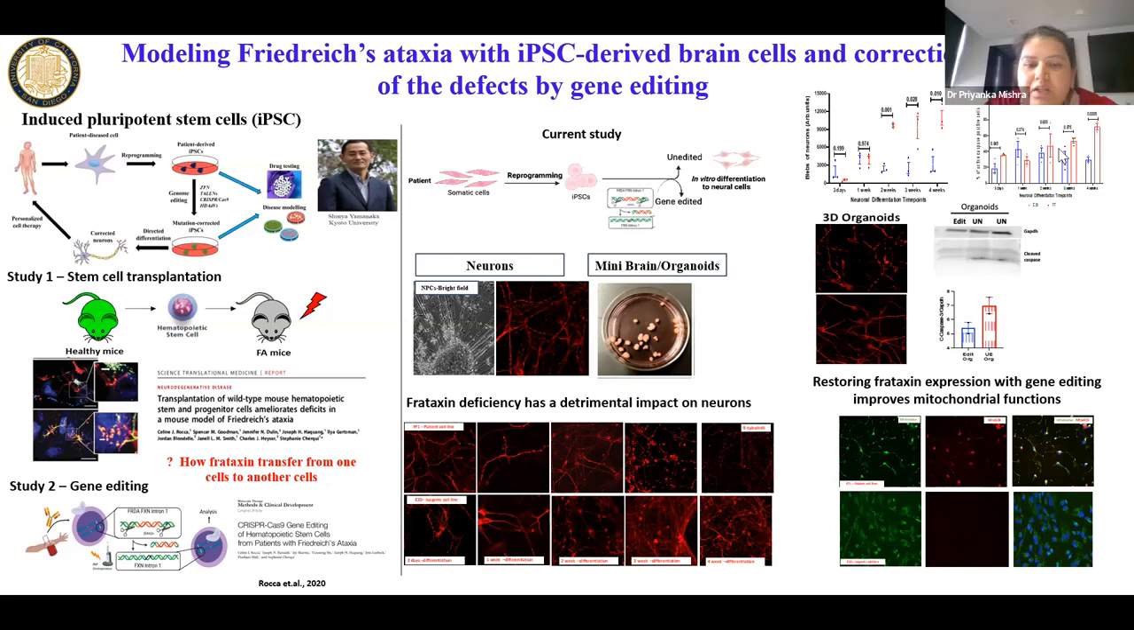So for the 3D organoid, we are also using the same iPSC, the patient line iPSC and gene-edited iPSC. So for 2D and 3D, we have the same iPSC lines. And regarding the phenotype, we have very good data on microglia too, because this phenotype is not limited to neurons. We see a lot of changes in the microglia phenotype also.